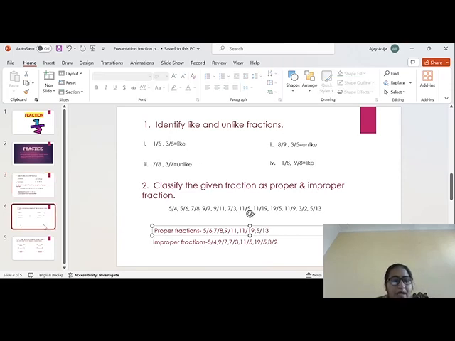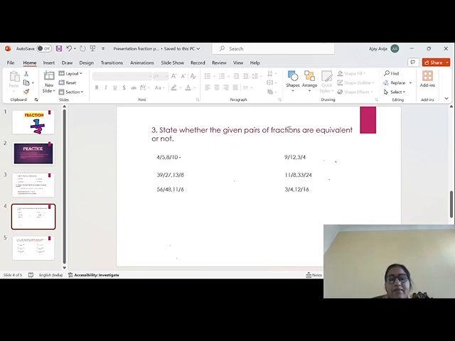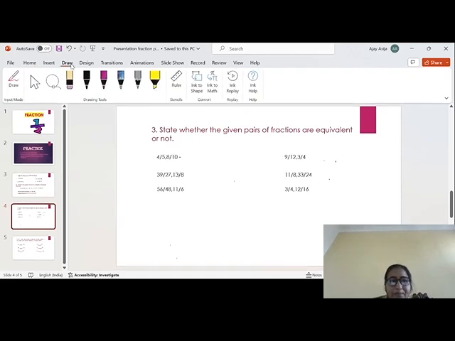Let us move to the third part, that is state whether the given pairs of fractions are equivalent or not. So what is the condition for equivalency? A given pair of fractions is called equivalent if both fractions in the pair have the same value. So we have to check whether 4 by 5 has equal value with 8 by 10. So how can we do it?